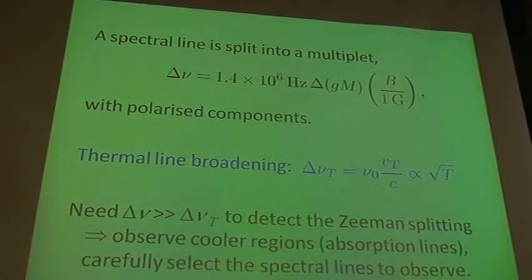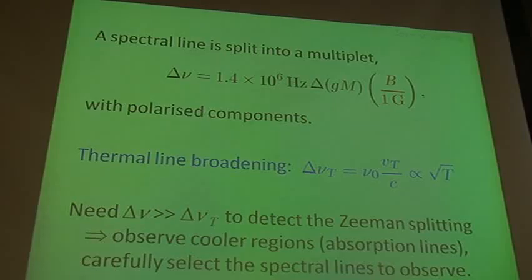This is your nu naught. Now, the line will be split by the Zeeman effect. But apart from this splitting, there is a thermal broadening, which, if it is much larger than these splittings, then the splitting will just make the lines slightly broader and nothing else. So in this mess, it will be very difficult to observe anything.